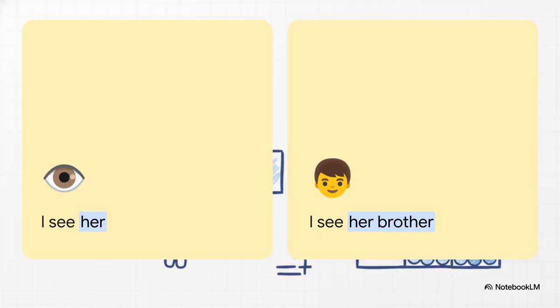Let's do a deep dive into that trickiest word, her. In the phrase, "I see her," you're doing the seeing and she's receiving it. Boom, solo act. But in "I see her brother," you aren't seeing her at all, right? You're seeing the brother. The word her just completely shapeshifted. It's no longer receiving an action. It's basically just a name tag telling us whose brother it is. Just adding the word brother completely changed the grammatical universe of that sentence.